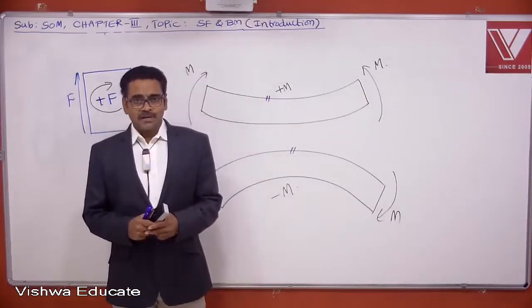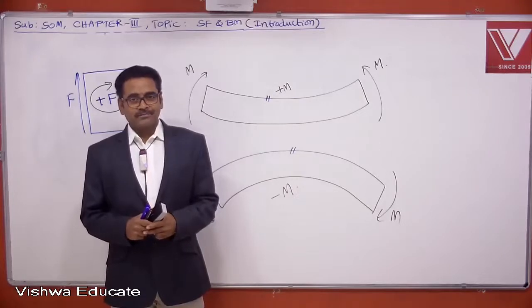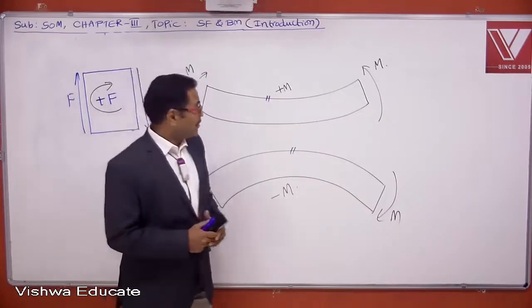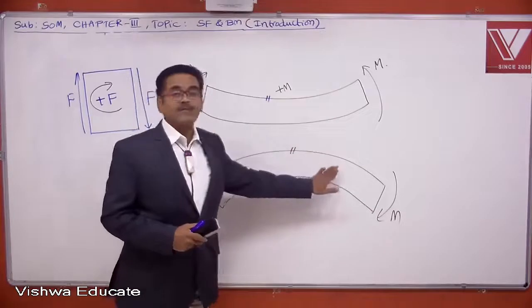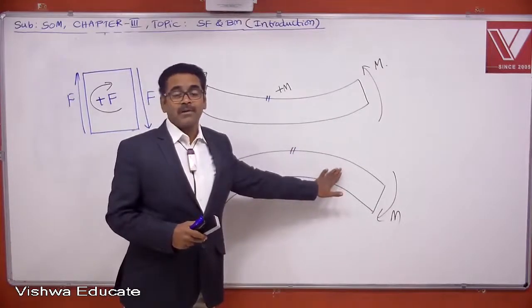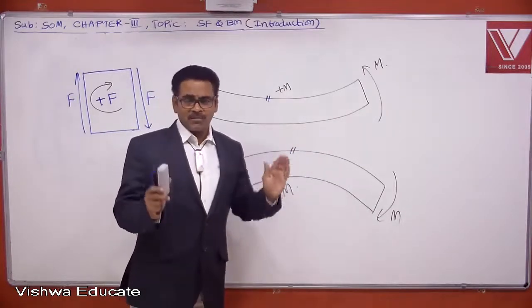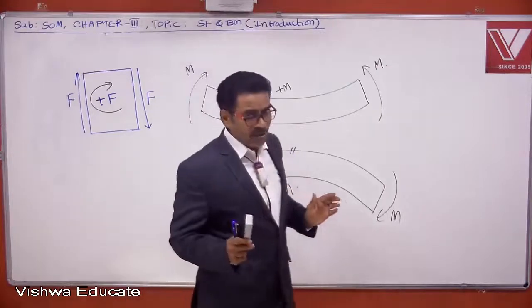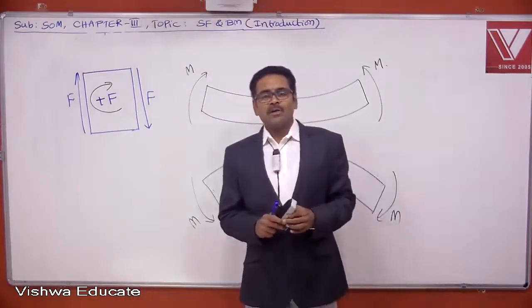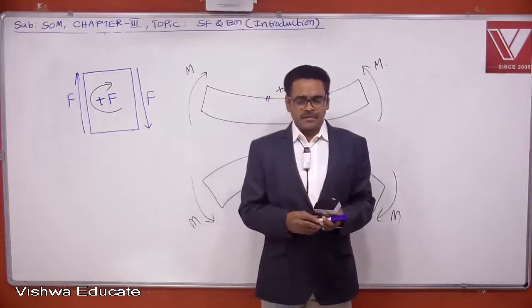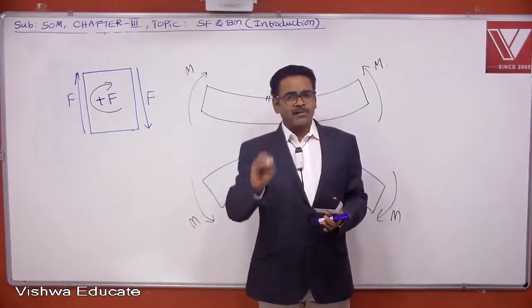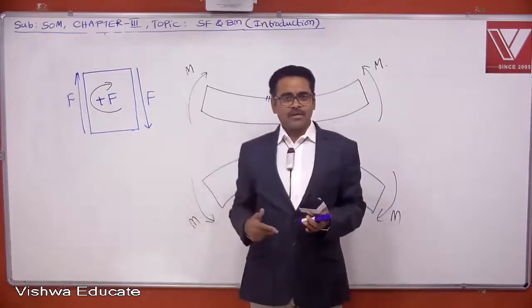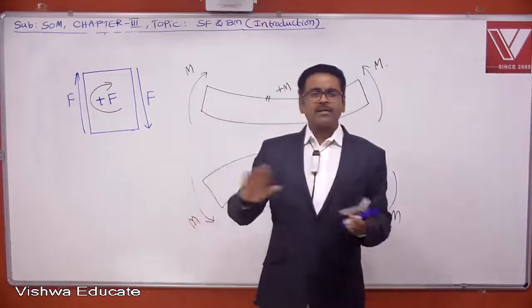Still, many students may get confused. Sometimes in an exam, they may treat this as negative bending moment, and this as positive bending moment. You cannot do like that, right? Somehow you have to examine and understand what the bending moment is in a particular section. Compulsorily, you have to guess accurately. You cannot take the reverse. If you take the reverse, all things will reverse.